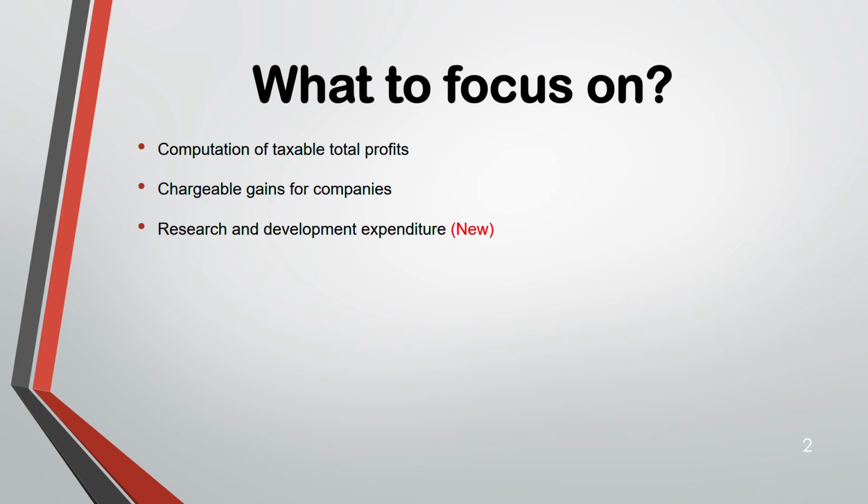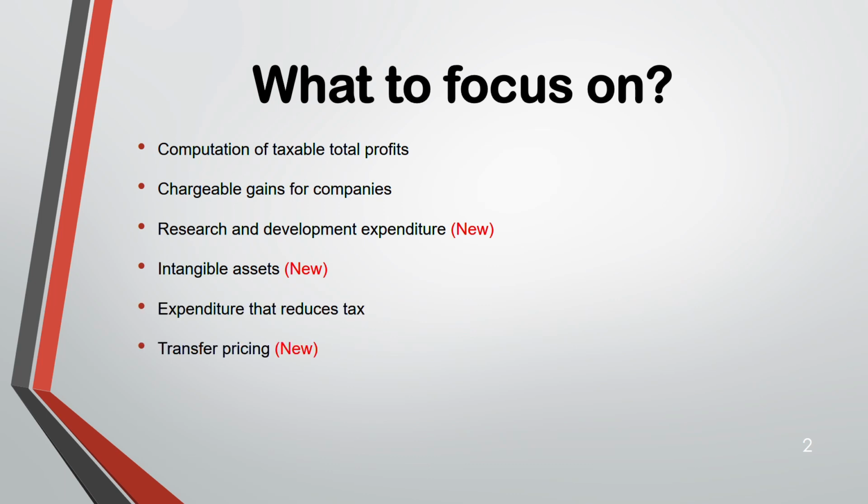Next, we have research and development expenditure. From here onwards, we are going to study the new areas introduced in ATX. Intangible assets is new. Expenditure that reduces tax. Transfer pricing is new. Companies with investment business is new, and summary. Wherever I've highlighted that it's new for ATX, it was not there in TX. So these areas have more chance of coming in your ATX exam. So be prepared for it.